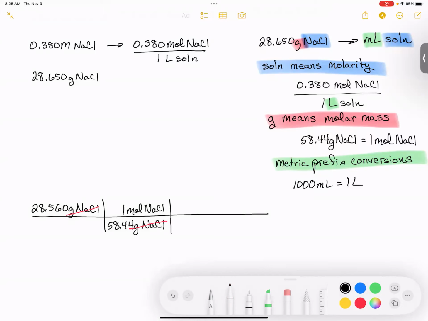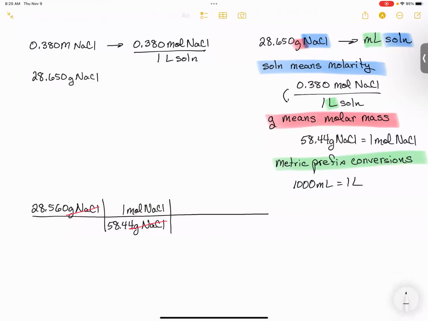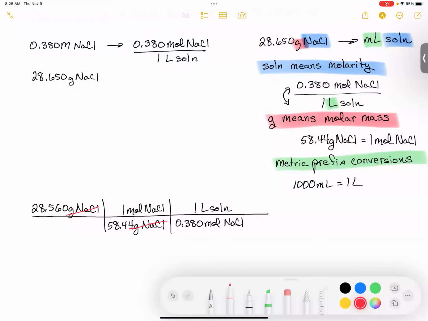Now I need to use something to get it to volume, and that is going to be the molarity. Now here's the thing. Fractions can either be the way they are written, or you can flip the entire thing depending upon what unit you need to get rid of. I need to get rid of moles, so I'm going to flip my molarity. I'm going to put the 0.380 moles of NaCl in the denominator with the 1 liter of solution in the numerator. I flipped it because I knew that I had to get rid of moles of NaCl.